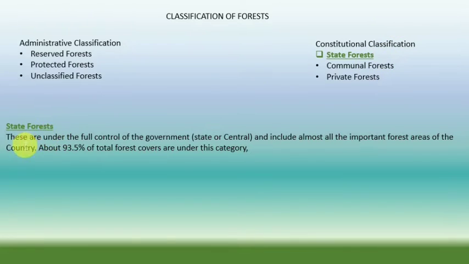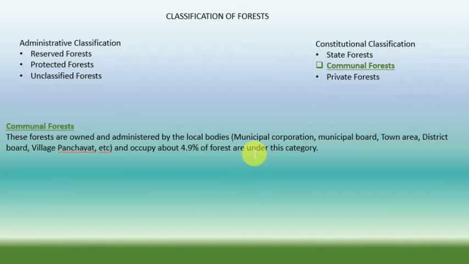These are under the full control of the government, either of state or central, and include almost all the important forest area of the country. Around 93.5% of total forest cover is under this category, state forest.